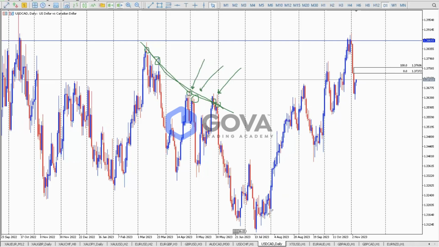You can see here, this is a major demand area. Whenever market price comes into this area, market price usually rejects. That is why when market price came here, you can see market price is currently buying and moving up.